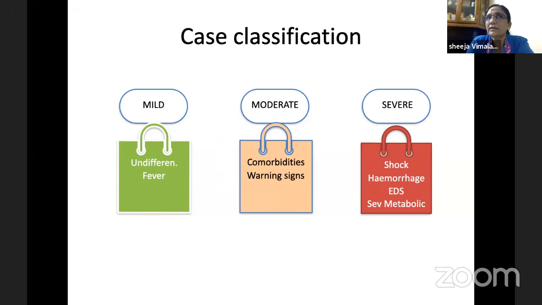Severe dengue is either a severe capillary leak, which will manifest to you with severe respiratory distress or shock, or it manifests to you with a hemorrhage, or expanded dengue syndrome. That means when the dengue involves other organs like an encephalitis, a myocarditis, an acute liver failure, or even when you have a severe metabolic derangement, electrolyte imbalances, severe hypoglycemia, hypocalcemia, that is also taken as a severe dengue.